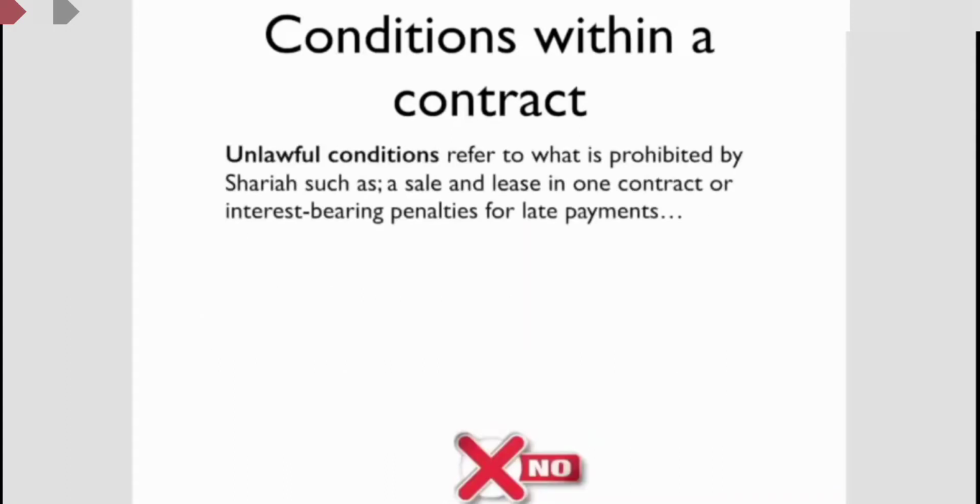Some of these conditions are unlawful. Unlawful conditions refer to what is prohibited by Sharia, such as sale and lease in one contract, or interest-bearing penalties for late payments.